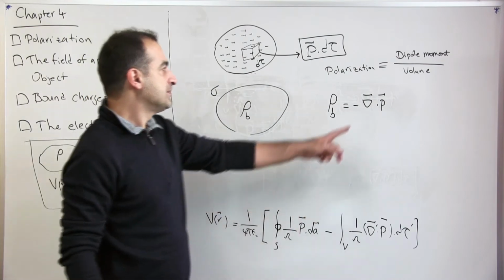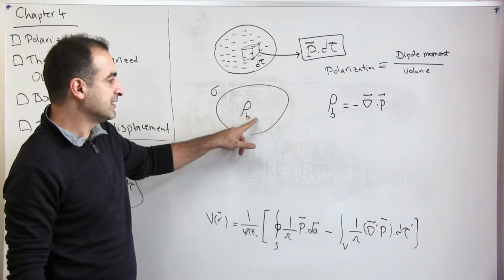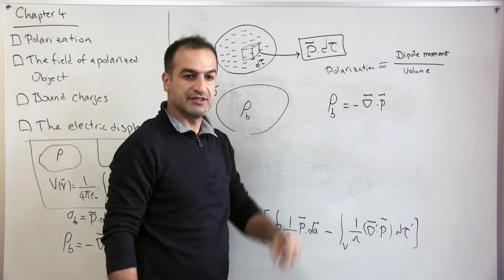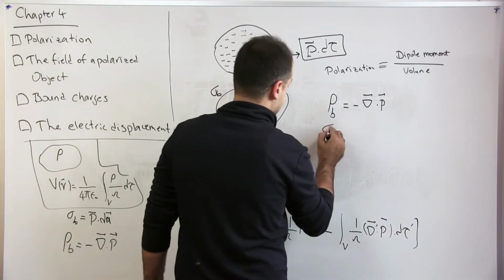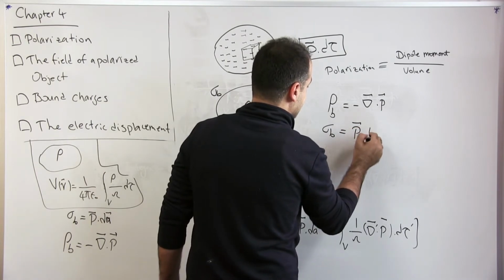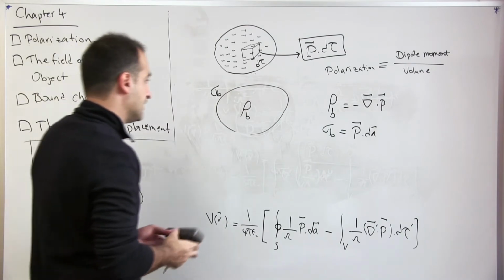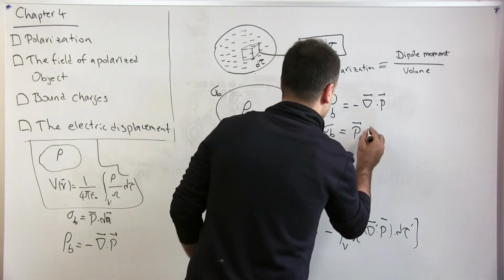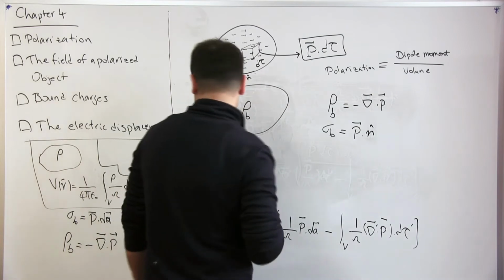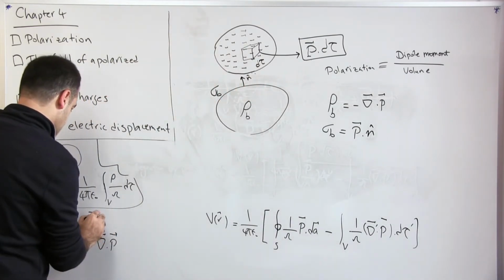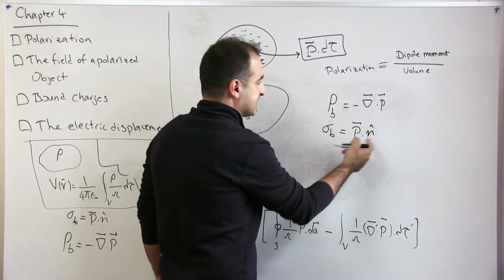Okay, so what is P? P is the polarization of the material on the top. Rho B is the volume charge density here, which is defined as negative of divergence of P. And then we have surface charge, sigma B, and I define it as, sorry, not P dot dA, but P dot n hat, where n hat is the unit vector perpendicular to the surface. So I define sigma B, the surface charge, as P dot n hat.